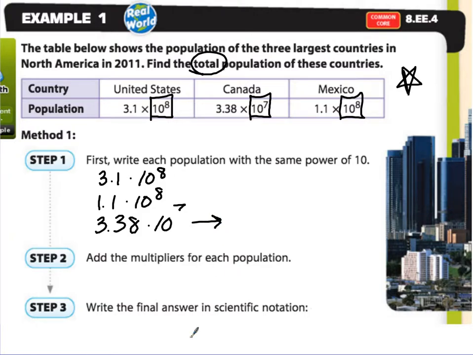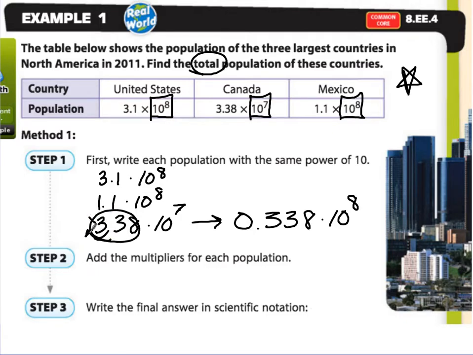Now to change it, I want my exponent to go up, which means I have to move my decimal one more place to the left. So if I move it one more place to the left, that becomes 0 and 338 thousandths times 10 to the 8th. Now, since all of my exponents are equal, I can add all of my multipliers.